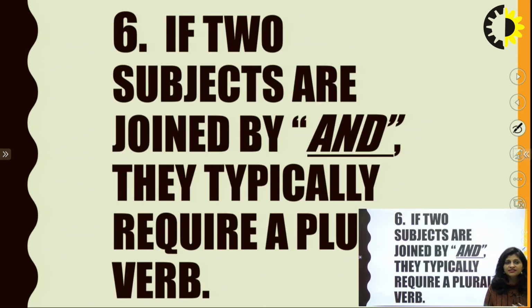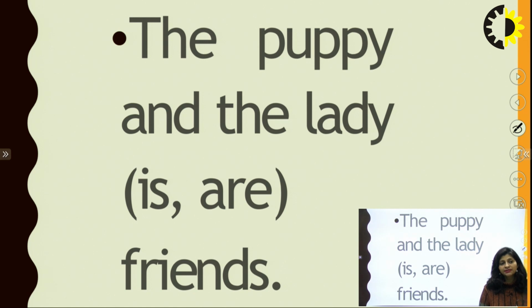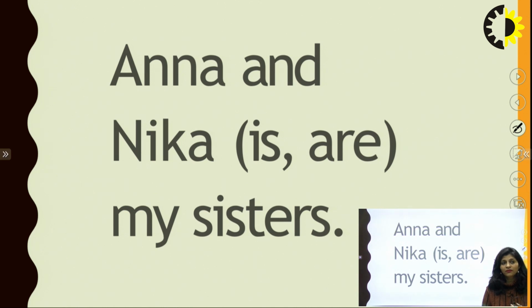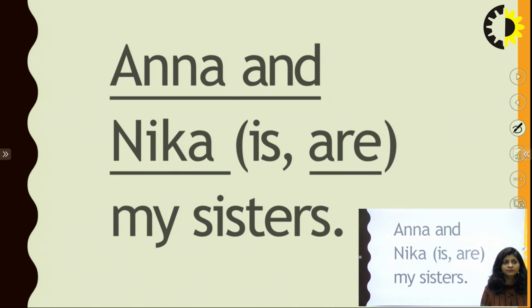If two subjects are joined by and, they typically require a plural verb. The puppy and the lady is or are friends? Obviously these are two different subjects, so they have become plural now. So we are going to use are here. The puppy and the lady are friends. Anna and Nika is or are my sisters? Anna and Nika are my sisters. You can pronounce it as Nika also. Anna and Nika are my sisters.